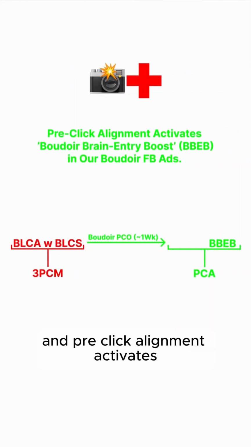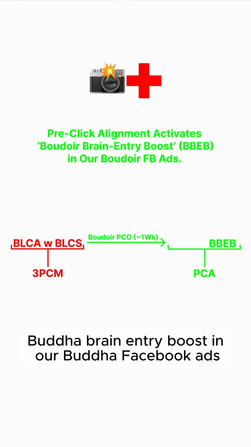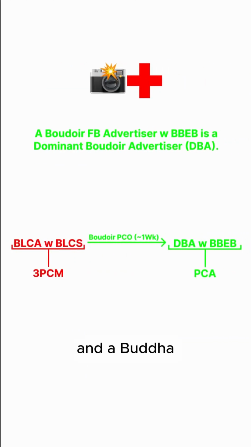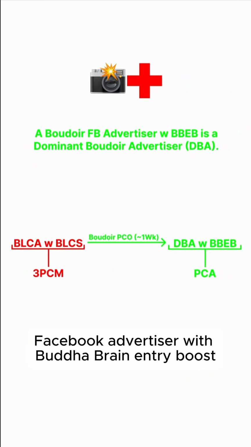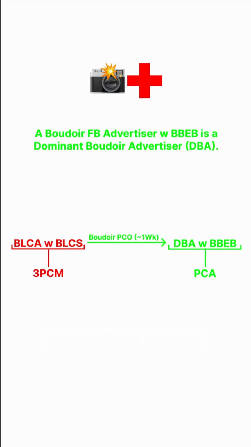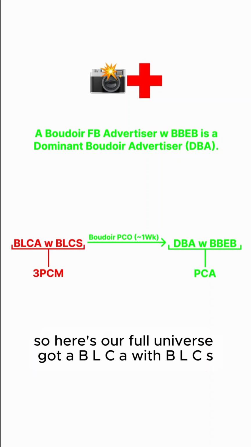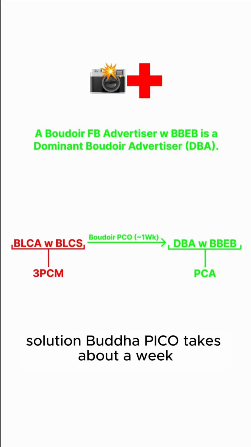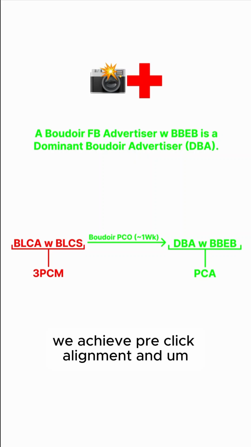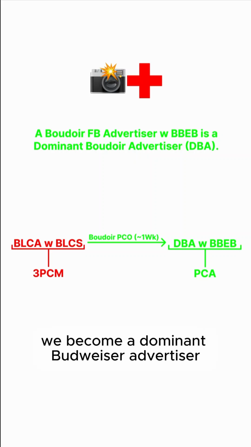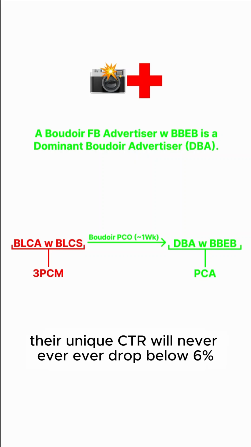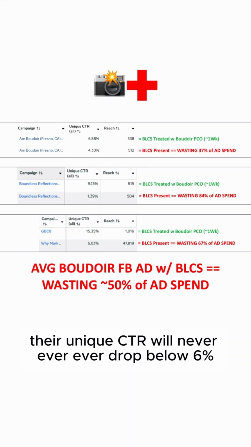And pre-click alignment activates Boudoir brain entry boost in our boudoir Facebook ads, aka we finally got a unique CTR above 6%. And a boudoir Facebook advertiser with Boudoir brain entry boost is a dominant boudoir advertiser, a DBA. So here's our full universe. Got a BLCA with BLCS. It's caused by the 3 pre-click mistakes. Solution: Boudoir Pico takes about a week. We achieve pre-click alignment, and we become a dominant boudoir advertiser with Boudoir brain entry boost. And those boudoir Facebook ads, their unique CTR will never, ever, ever drop below 6%.